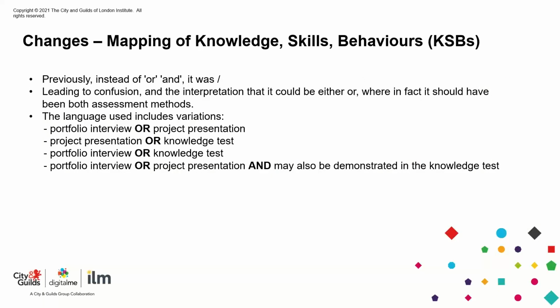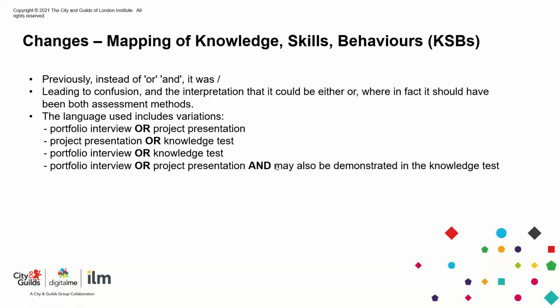So in the previous version, when the competency, the KSB, was assessed within 2 assessment methods, there was a slash. Now it has changed and there is "or", and sometimes there is "and" when it's more than 2 assessment methods. The reason why it has changed is because the way it was laid out before has caused confusion, and many have interpreted it as it could be either one or the other, where actually the intention was for both assessment methods to be covered when there was a slash.